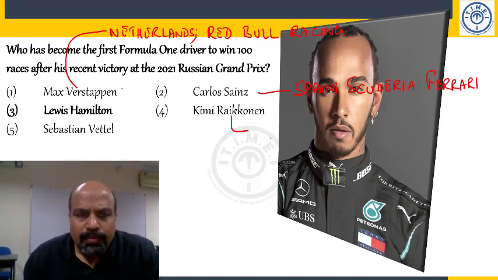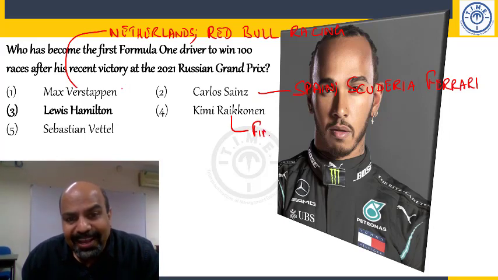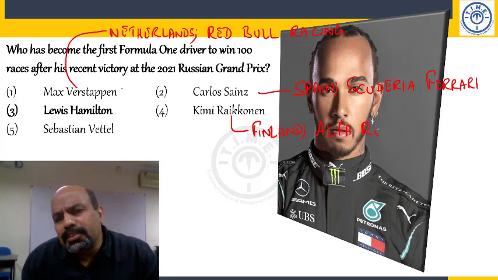Raikkonen. He's from Finland, yeah. Bottas, Raikkonen, these are all from Finland. And he drives for Alfa Romeo Racing. Alfa Romeo is a sister brand of Ferrari. You know that? Alfa Romeo Racing.